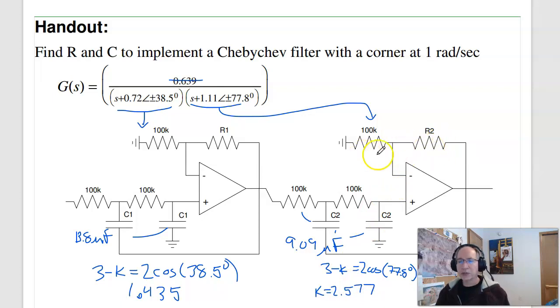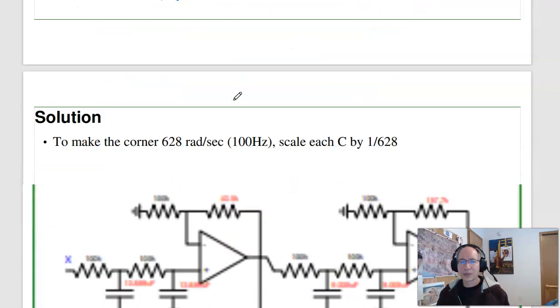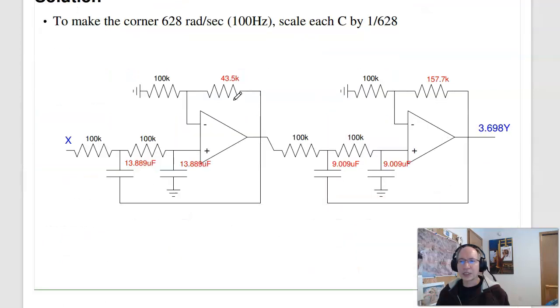K is 1 plus the resistor ratio. So for a gain of 1.43, this becomes 0.43 times 100K, 43K. And this becomes 157.7K. And that circuit will implement a 4th order filter. This one's actually a Chebyshev filter. I know that because the poles aren't the same amplitude and the angles aren't nice numbers like 22.5, 67.5 degrees. And that's just what we did.